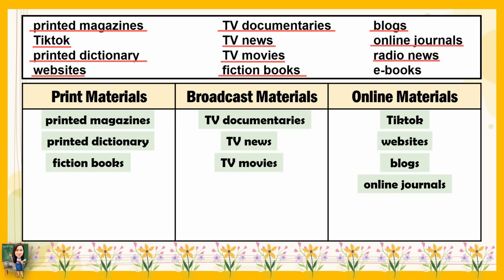Next, radio news. Is it print, broadcast, or online materials? Very good. Radio news is a broadcast material. And lastly, ebooks. Is it print, broadcast, or online materials? Very good. Ebooks are online materials.